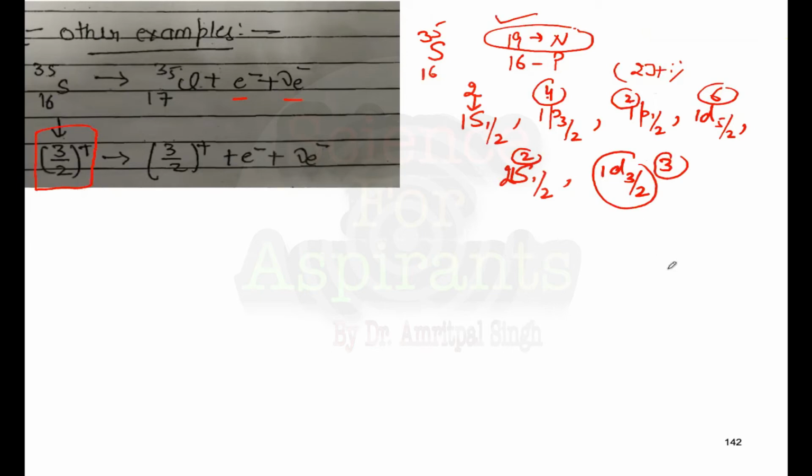Since it is in the d orbital, the L value for d is 2, so it has an even parity. So you can see here it is 3 by 2 plus. Similarly, you can see for chlorine, and it is again 3 by 2 plus. So here the value of delta Z is equal to 0, and the parity is also the same. Here it is even parity, here it is even parity, so there is no change in parity.